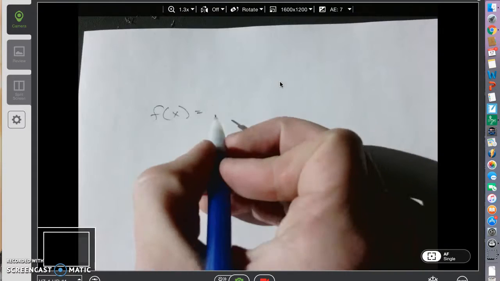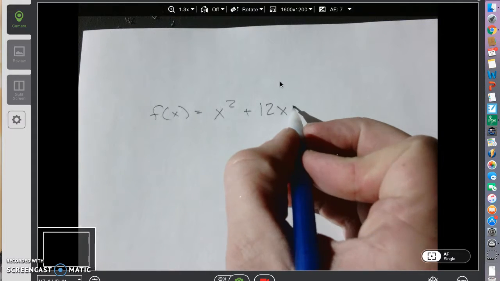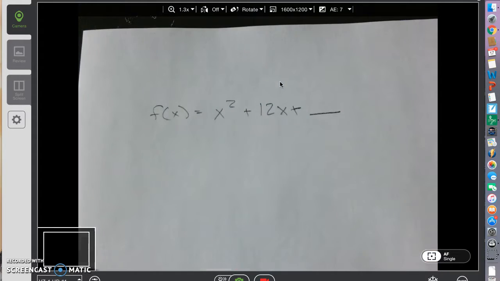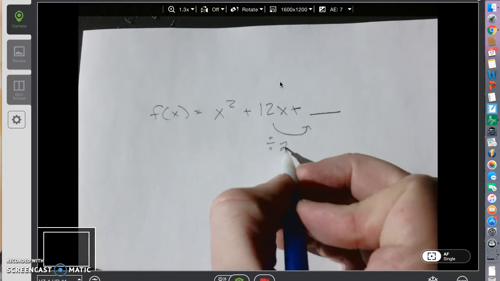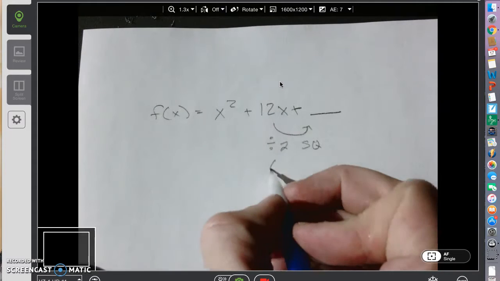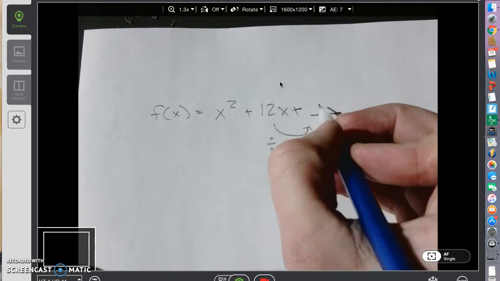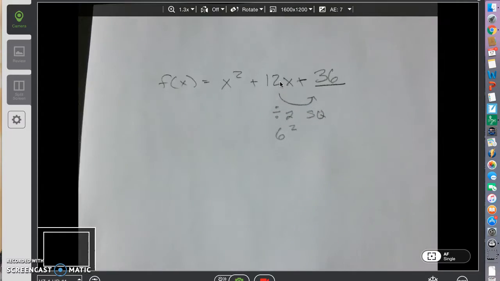If I give you f of x equals x squared plus 12x plus blank, and I said complete the square, we're going to take 12 divided by 2 and square it, right? So 12 divided by 2 gives me 6, and then 6 squared gives me 36, okay? So that's on your quiz.